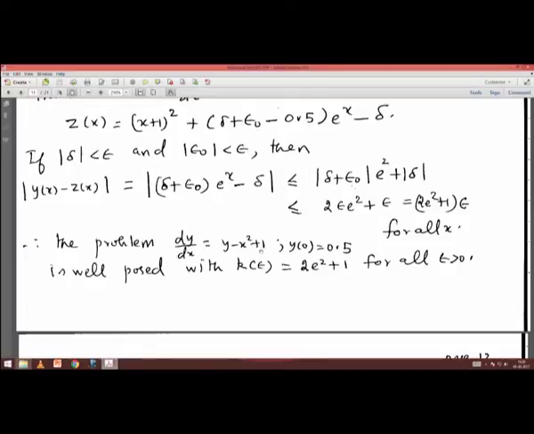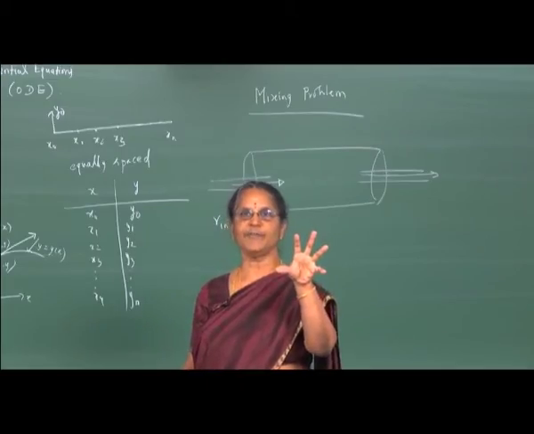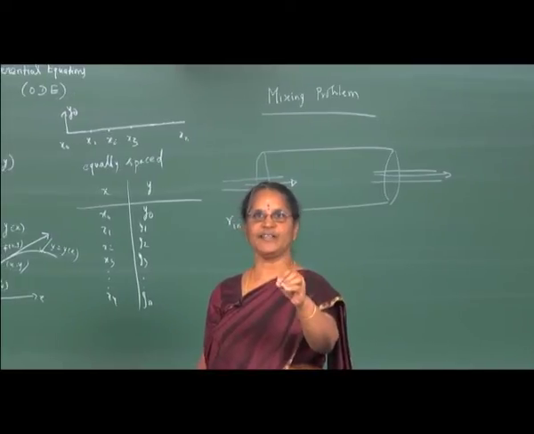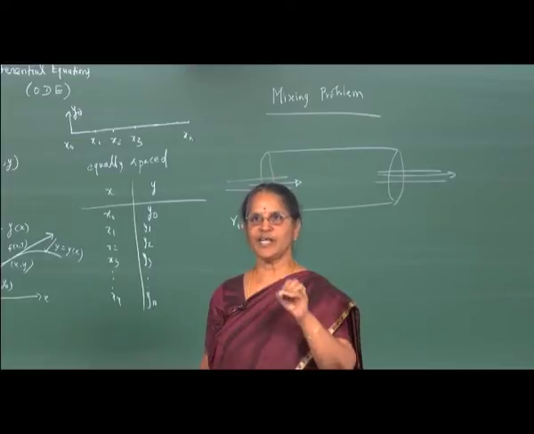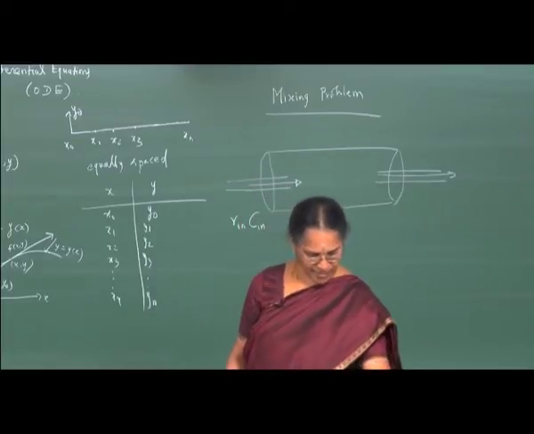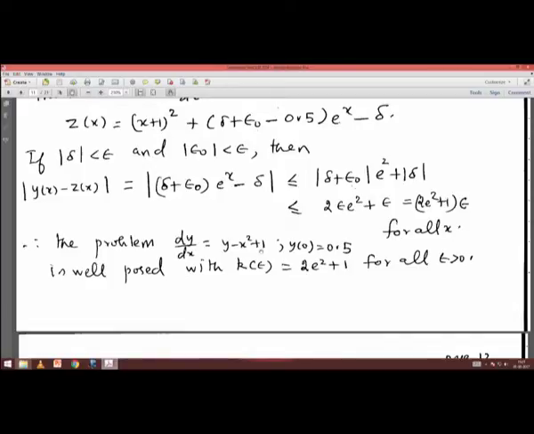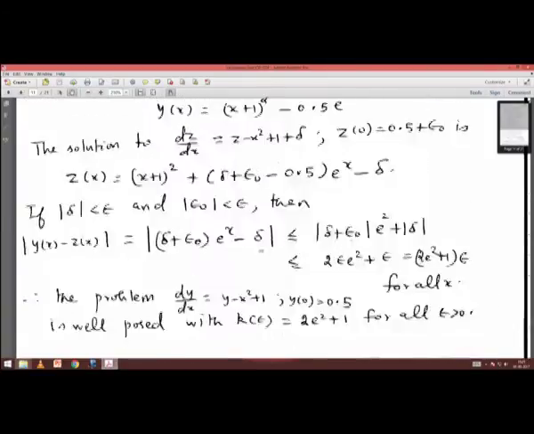So, this 2e square plus 1 is the k of epsilon that we are looking for, and this is so for all x. Therefore, the problem that we have considered is such that the original initial value problem has a unique solution in that interval, and we have been able to find a k of epsilon such that the absolute difference between y and z can be made less than k of epsilon into epsilon for all x in that interval. So, both the conditions are satisfied, and therefore, by the definition of a well posed problem, the problem that we have considered is a well posed problem.